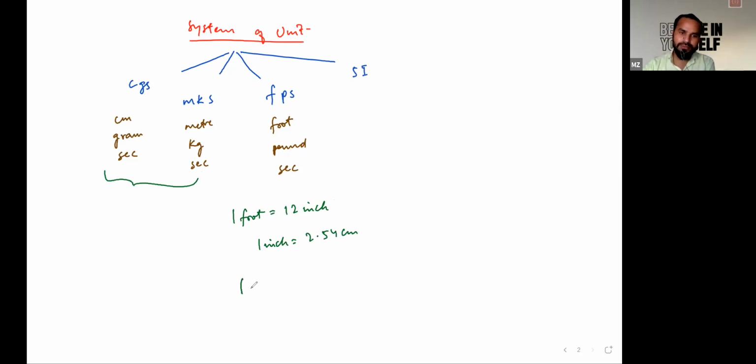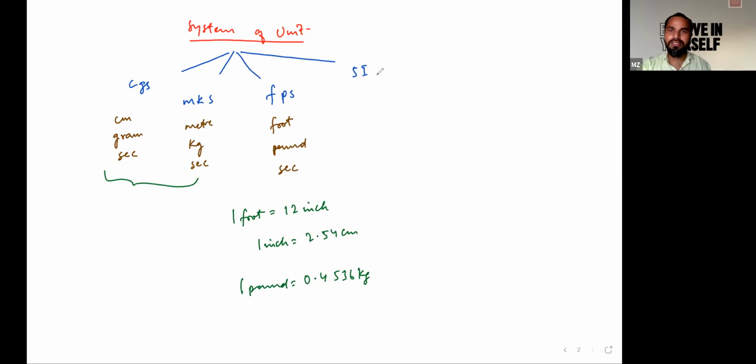Similarly, 1 pound is equal to 0.4536 kg. And second is just second. So if you have to convert 1 unit from this FPS to MKS unit, you have to just multiply by this particular numerical value, 12, 2.54, to convert this system of unit into this system of unit. So this particular calculation would be hectic or too difficult to solve.